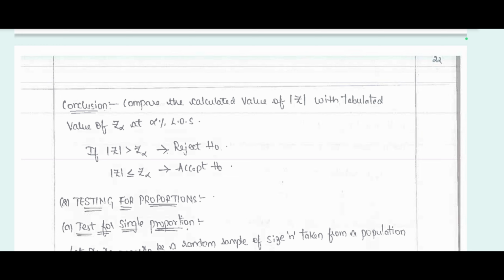Compare the calculated value of Z with the tabulated value of Z alpha at alpha level of significance. If the Z calculated value is greater than Z tabulated, then we have to reject the H naught. If the Z calculated value is less than or equal to Z tabulated, then we have to accept the H naught.